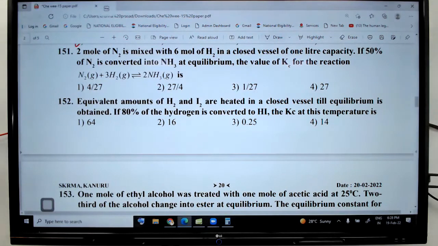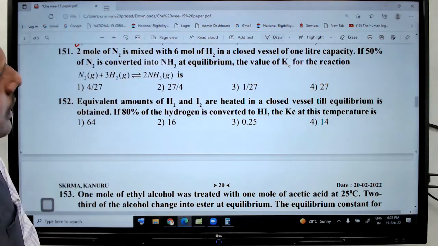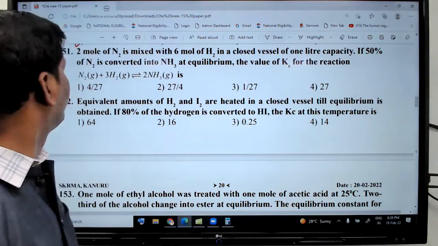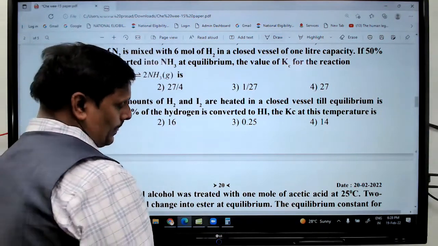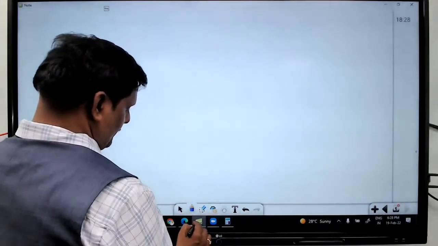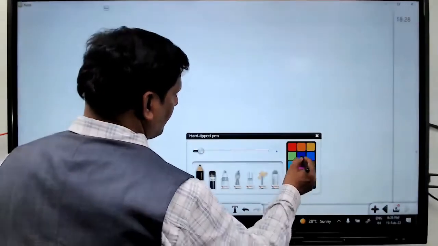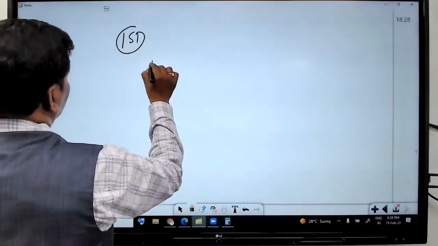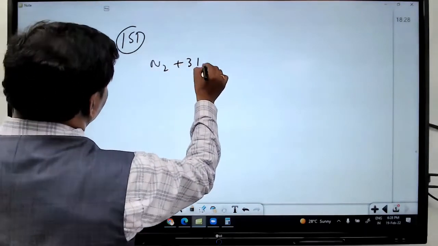2 moles of N2 mixed with 6 moles of H2 in a closed vessel of 1 liter capacity. 50% of N2 converted into ammonia at equilibrium. The value of Kc for this equation. Once again, same. Go for question 151. The equation is given: N2 plus 3H2 gives rise to 2NH3.